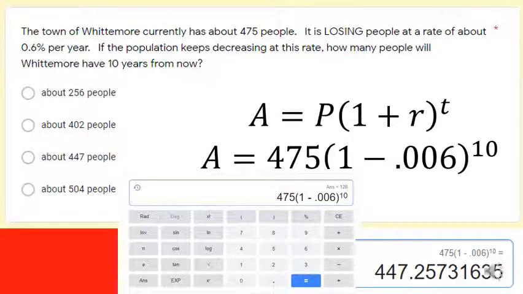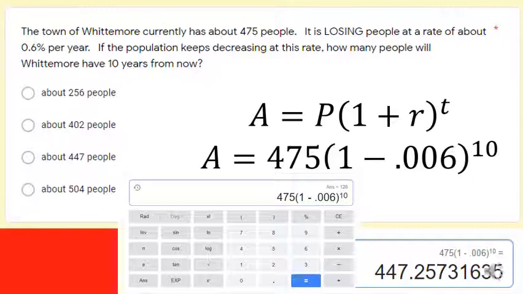Now, before I talk about actually doing this, I'm going to mention, if you look at your choices, the last one, 504 people, doesn't make any sense because it's losing people, so it's got to be less than what you started with. It also doesn't make a whole lot of sense to use the very first choice, because that would be like losing half its population in 10 years, and 0.6% is not that big of a decrease. So right off, you can narrow it down to just a couple of choices, and that lets you make a little bit more intelligent guess, even if you didn't know how to do the whole problem.